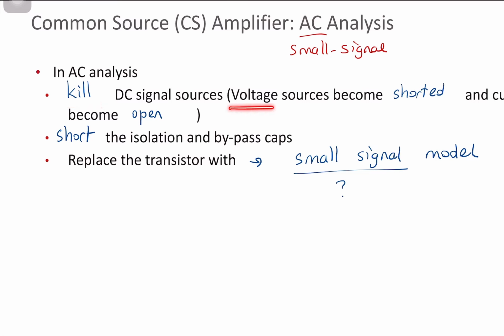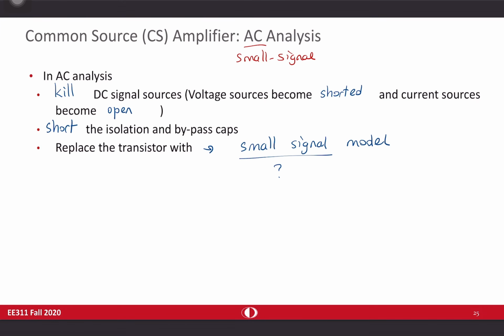Killing means that voltage sources will be shorted and current sources will become open. Now we are going to short the isolation and bypass capacitors. Why? Because at mid-band frequencies, the impedance of the capacitance is 1 over j omega c. And keep in mind that we are always using large enough capacitors as isolation or bypass capacitors. Therefore, this multiplication becomes a significant term, and this thing will go to 0.